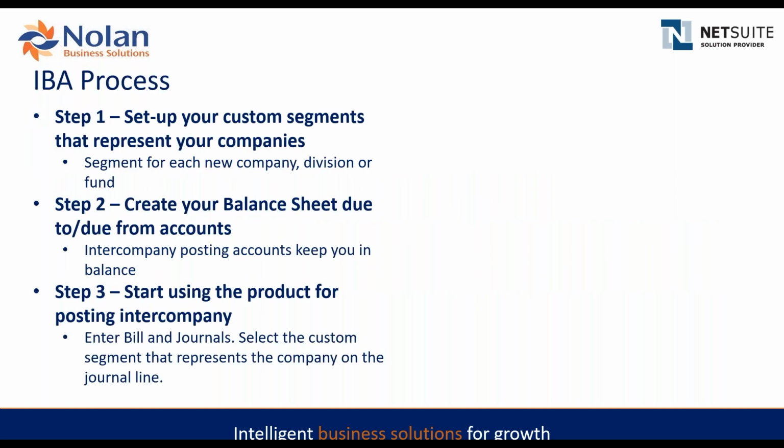So basically the process that we're going to go through in just a minute when we switch over to NetSuite is that we're going to use the new NetSuite ability to set up custom segments. Those segments are going to represent each of your companies. In my example, I'm going to set up a segment for my parent company as well as each of my sports teams. Those segments could represent a division, a fund, a company, an entity, whatever your label is. We'll set up those segments for all the different relationships that we want to track due to, due from entries for.